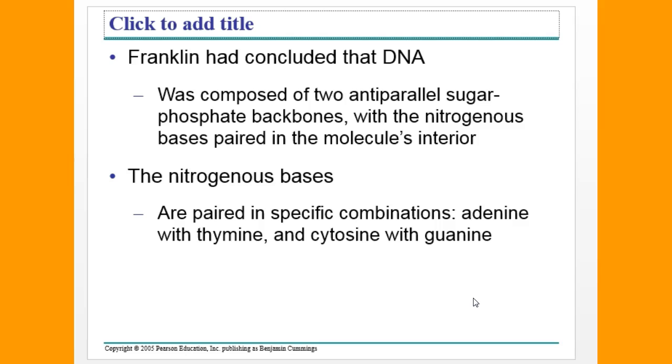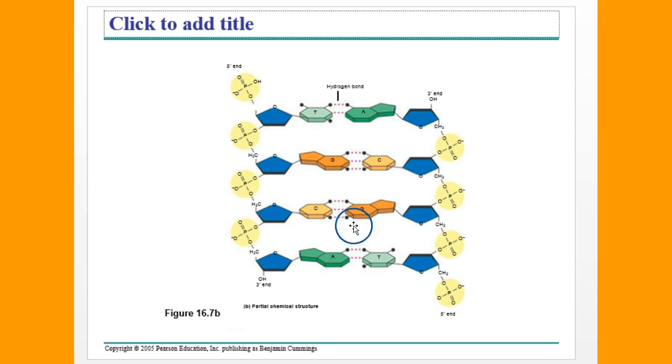Franklin concluded that DNA was composed of 2 antiparallel sugar-phosphate backbones with the nitrogenous bases paired in the molecule's interior. All right. The nitrogenous bases are paired in specific combinations. Adenine with thymine, cytosine with guanine. Here we've shown this picture. Here is your sugar phosphate backbone. Okay. Sugar phosphate backbone. Here are your bases, and they are hydrogen bonded together.